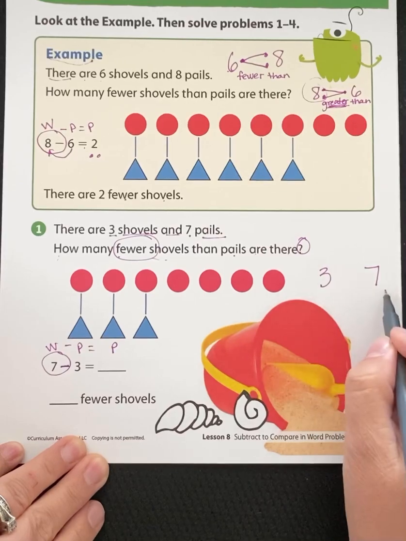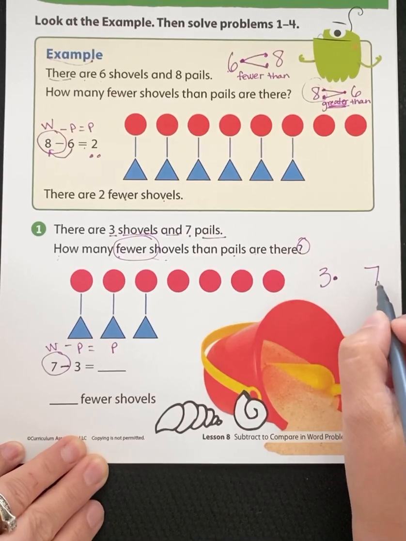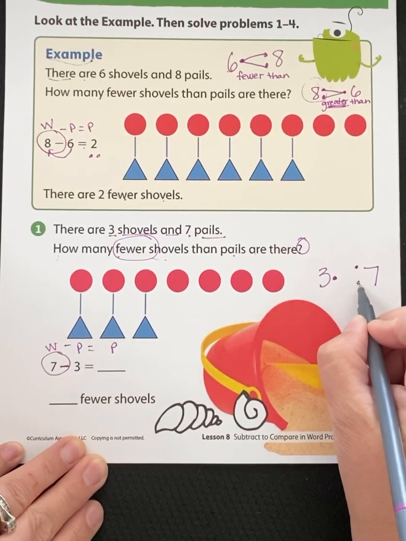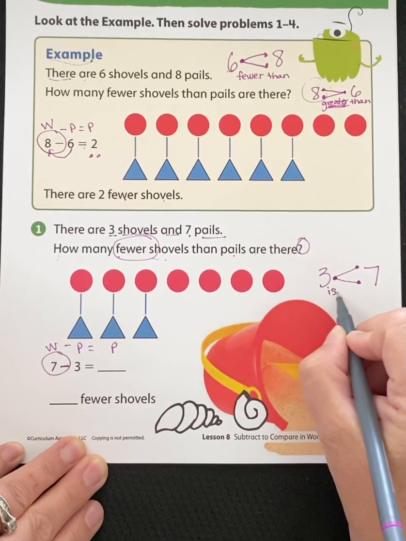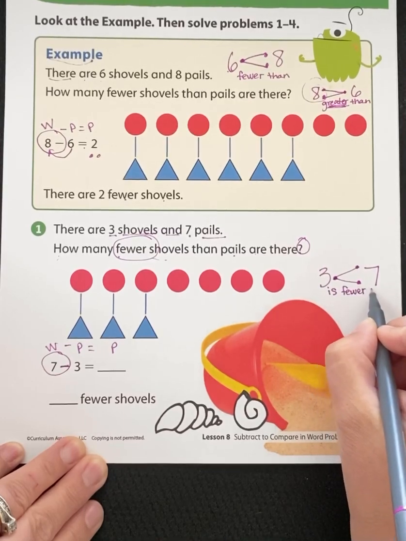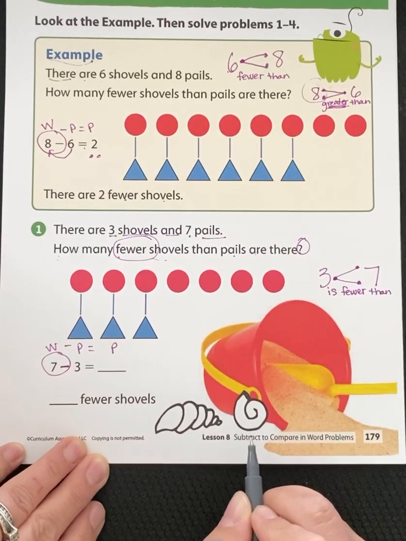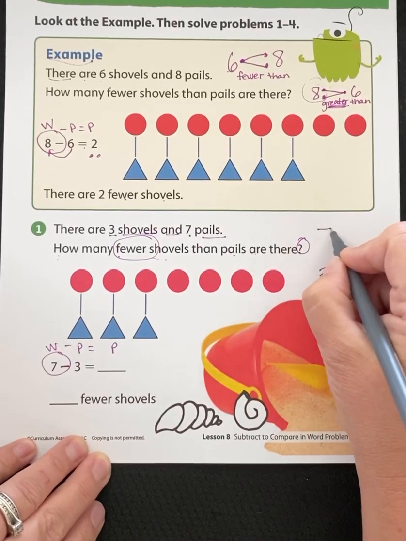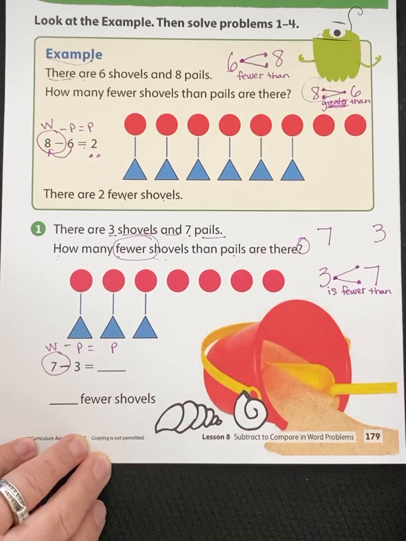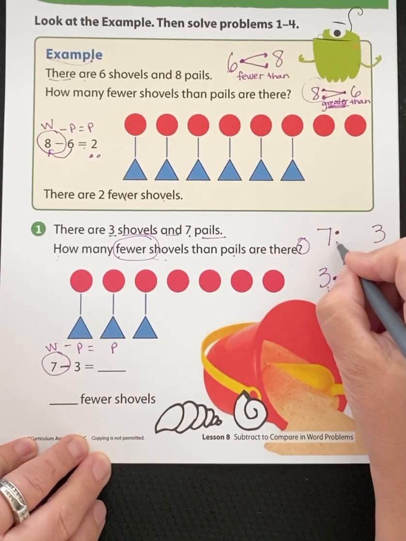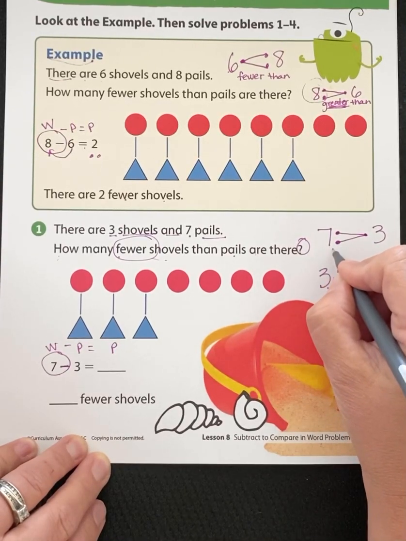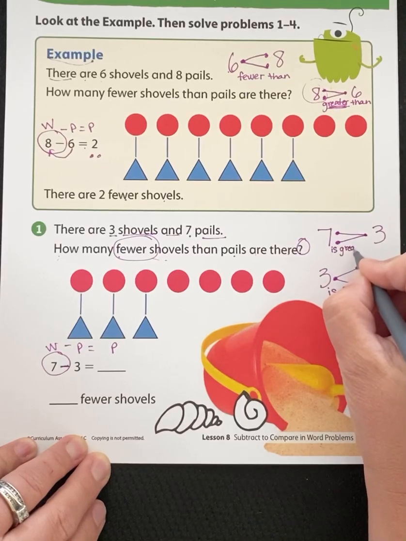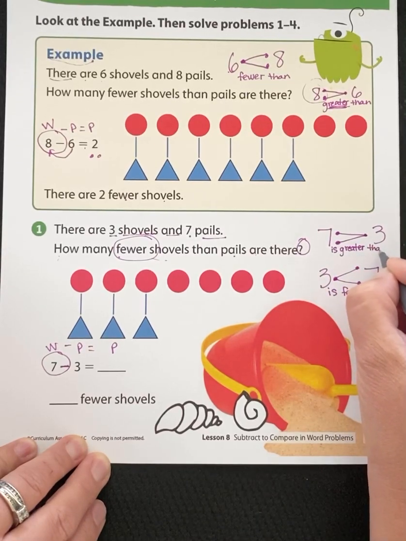Which one is fewer? 3 or 7? 3 is fewer, so it gets 1 dot. What about 7? That's more. It gets 2 dots. Connect my dots. 3 is fewer than 7, right? 7 and 3. Which one is greater? 7 is greater. It gets 2 dots. 3 is fewer. It gets 1. Connect my dots. 7 is greater than 3.